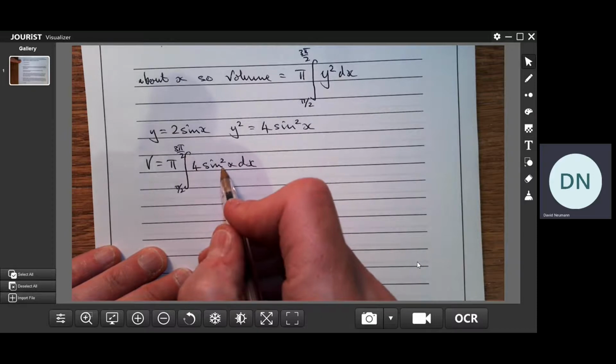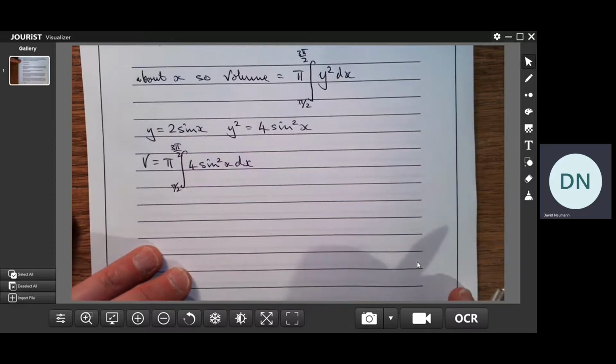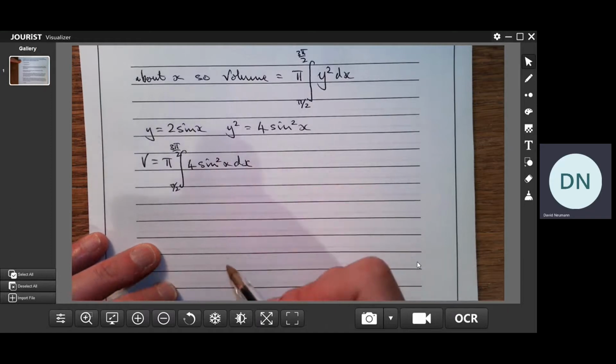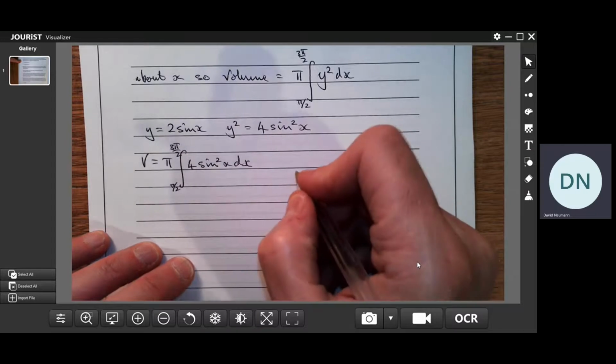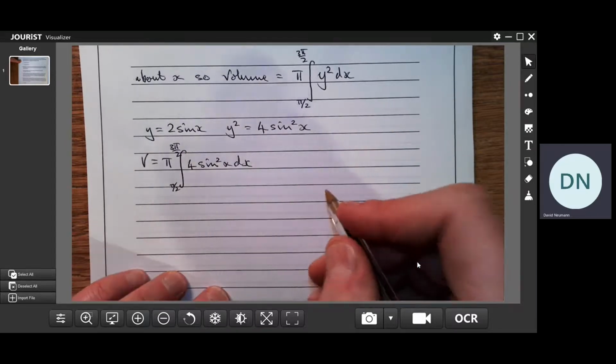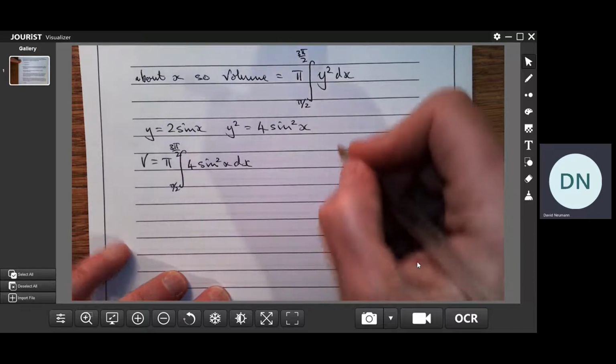How do we integrate sine squared x? Well, you should be familiar with this by now. You might like to just pause the video and work through this yourself first, and then just check that you've got this right. This was part of the A-level upper sixth single maths integration.